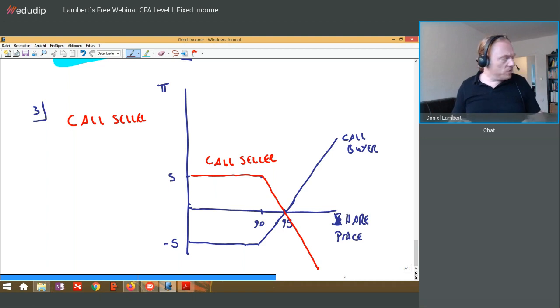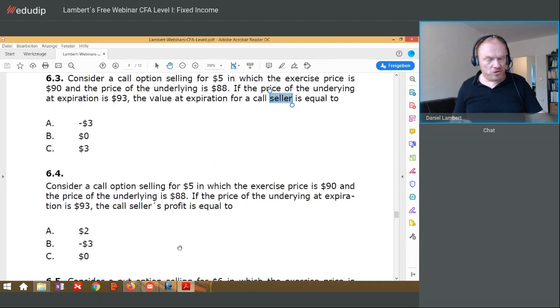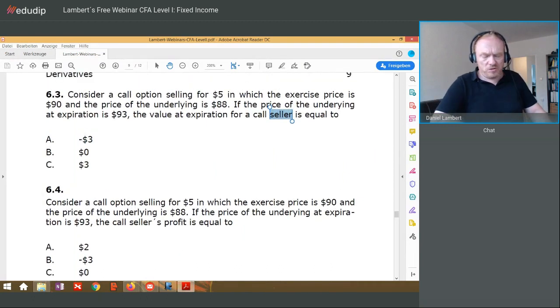So what I was trying to convey with this question number 3: the value at expiration for a call seller is equal to, and what is the answer? What is the answer, Aliana? If you're asked to give us the answer, what would you say? A or B or C?